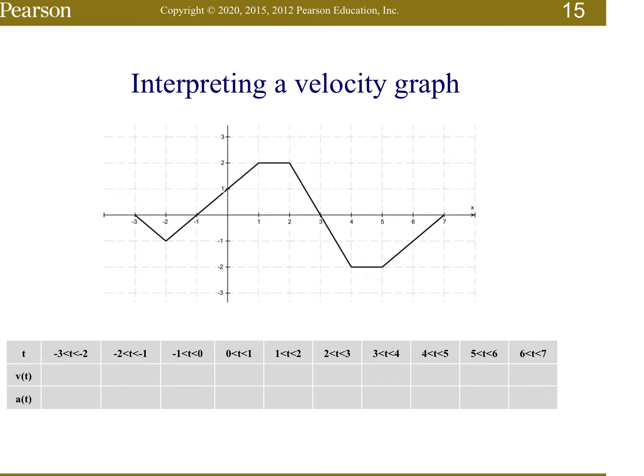Okay, now here's where it gets a little harder. What if now you're told the graph you're looking at is a velocity graph, not a position graph? Okay, it's a velocity graph itself. Then the way we read it is a little bit different.